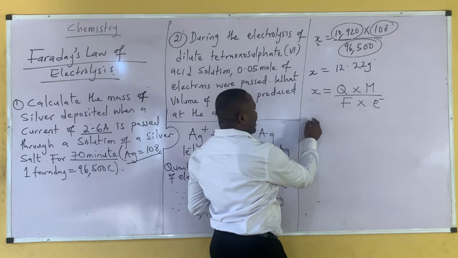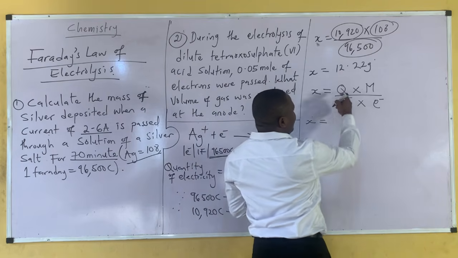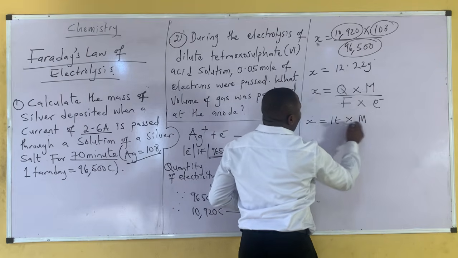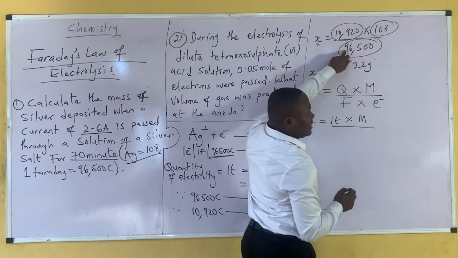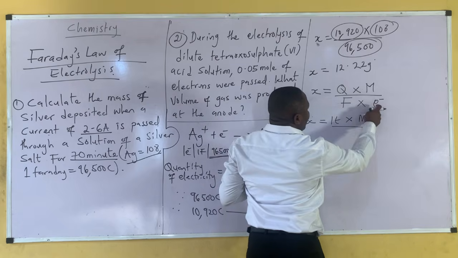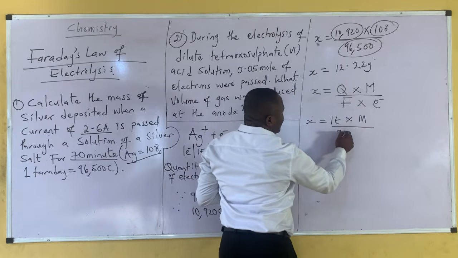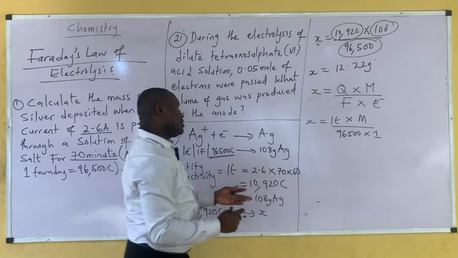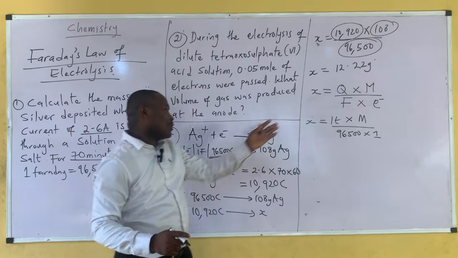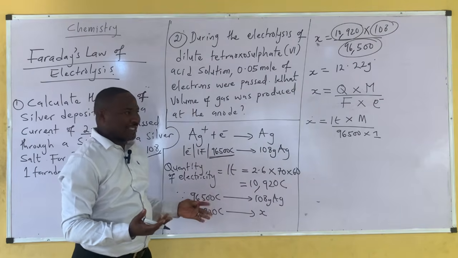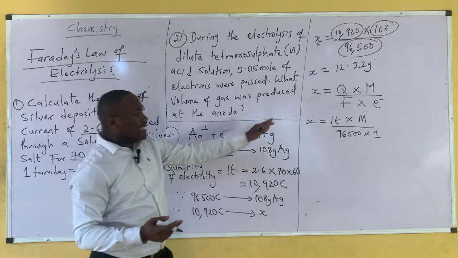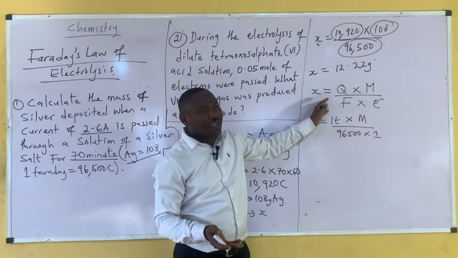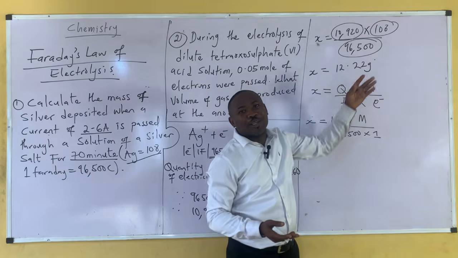So X is equal to Q, which equals IT, times molar mass over Faraday times the number of electrons. So for this place, it will still be 96,500 times 1. So this formula can also be used to solve it. Actually, it is this same thing that resulted in this formula. So it's not actually a shortcut formula. It's just an abbreviation of what was solved.